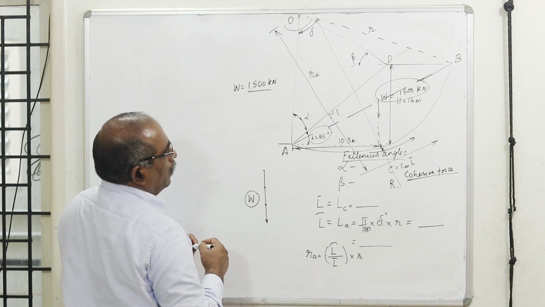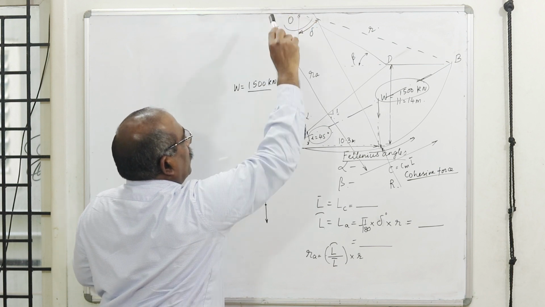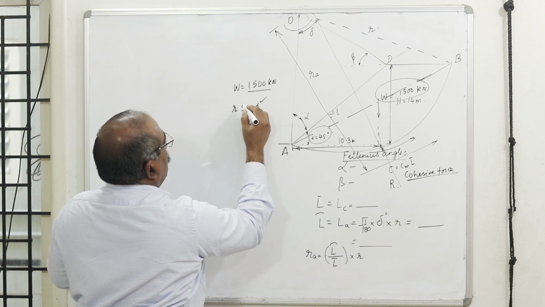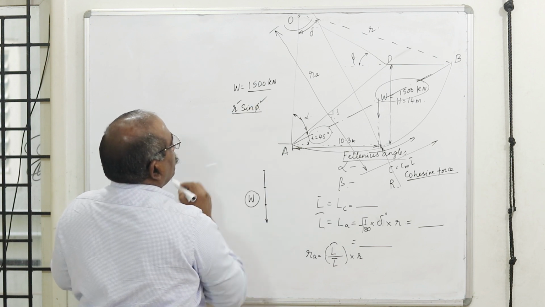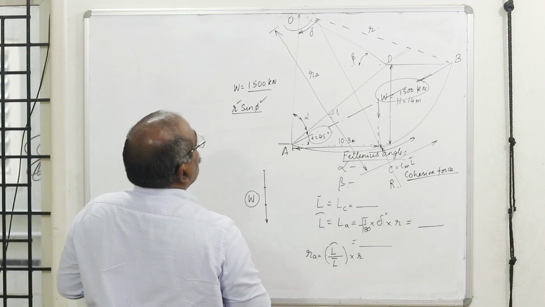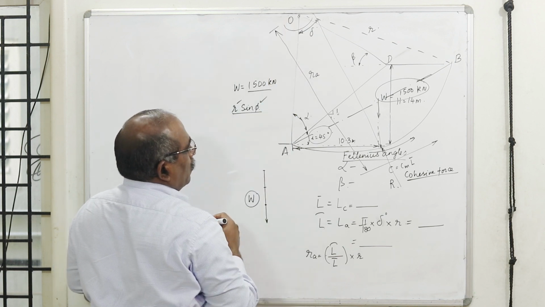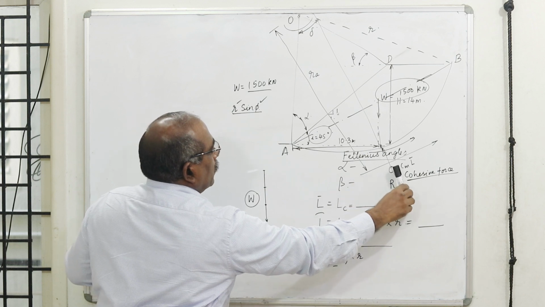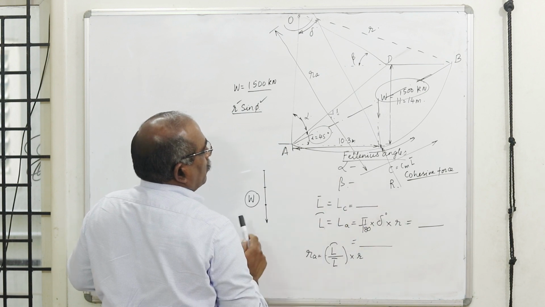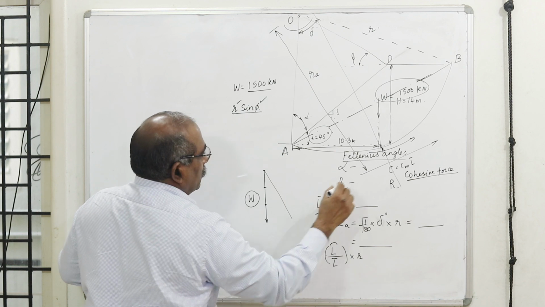Next, I got the center, I am going to draw a concentric circle of radius R sin phi. Phi is given, R is given, you can find out the R. Once I draw this semicircle, I get my direction of the resultant reaction R. Now I am going to draw a line parallel to R, this line.